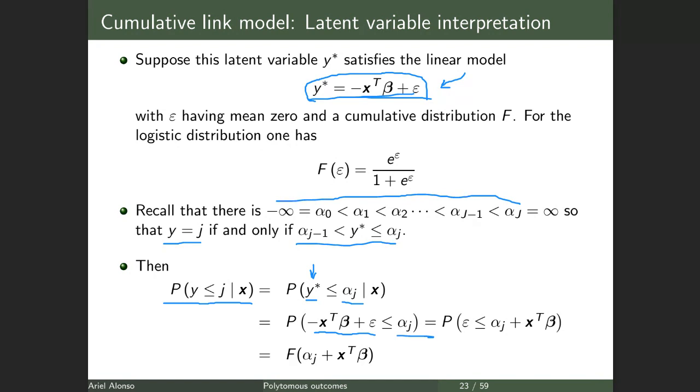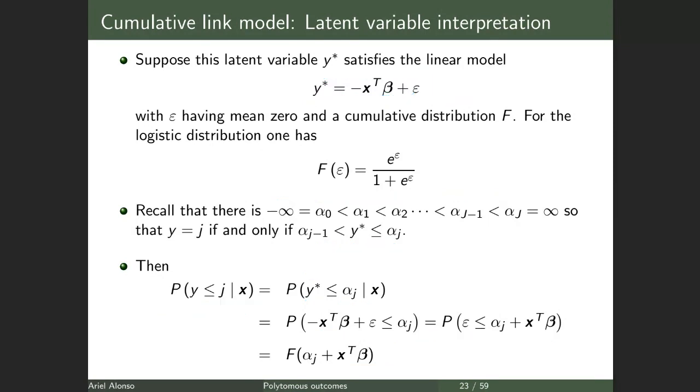And then if you pass the term to the right side, what you get is that the probability that the ordinal variable is smaller or equal than j is equal to the probability that the residuals are smaller than the linear predictor. And that is just the cumulative distribution function of the residuals evaluated at the linear predictor. And now you can see that you have obtained your model very nicely. So the probability that Y is smaller or equal than j given the covariates is the cumulative distribution F, and this can be whatever cumulative distribution you want, evaluated at the linear function.